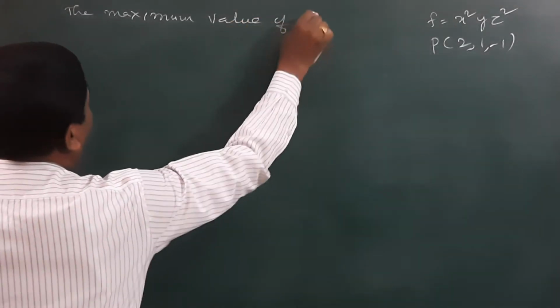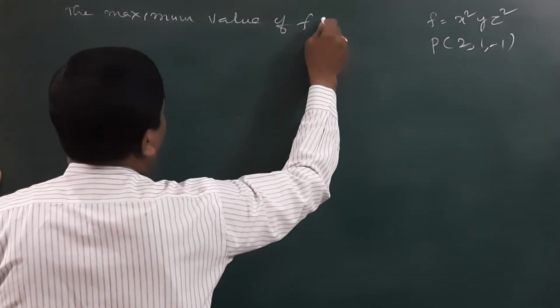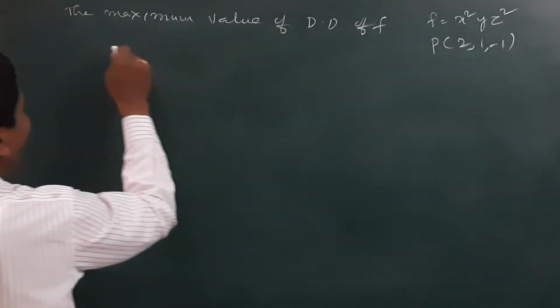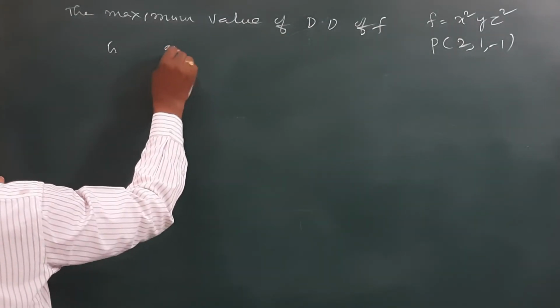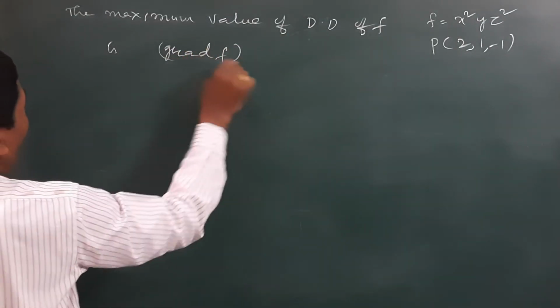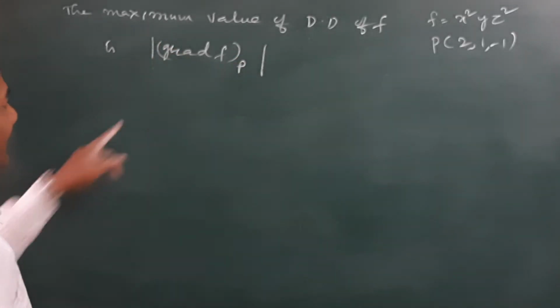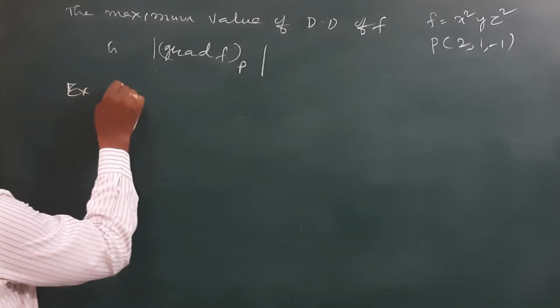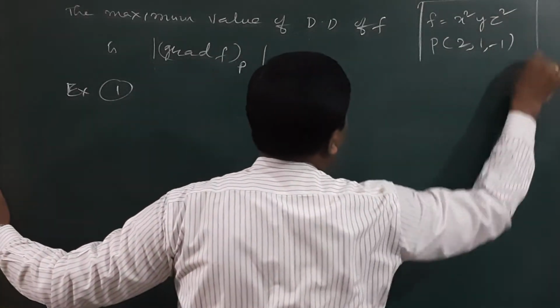So the next definition: the maximum value of the directional derivative of f. The formula is the modulus of the gradient of f at the point p. The maximum value of the directional derivative is the gradient of f at a point p, modulus only. So as an example, we consider this problem.